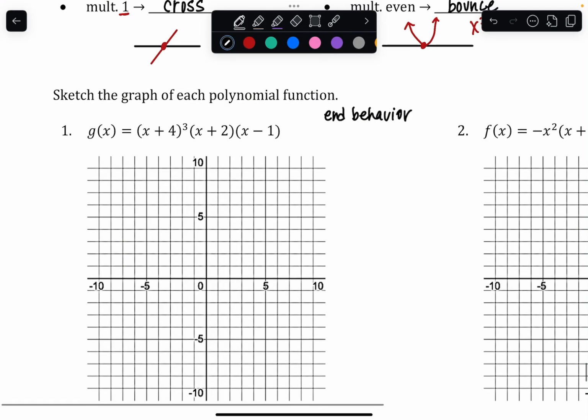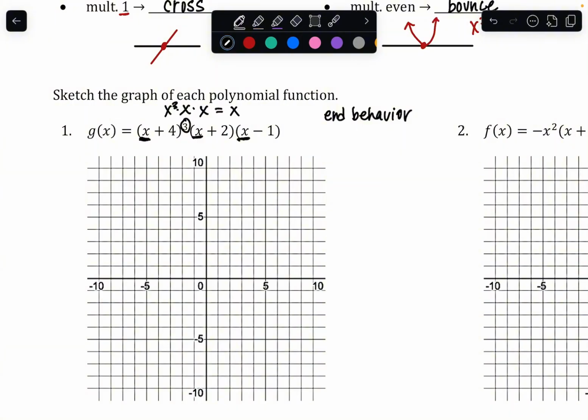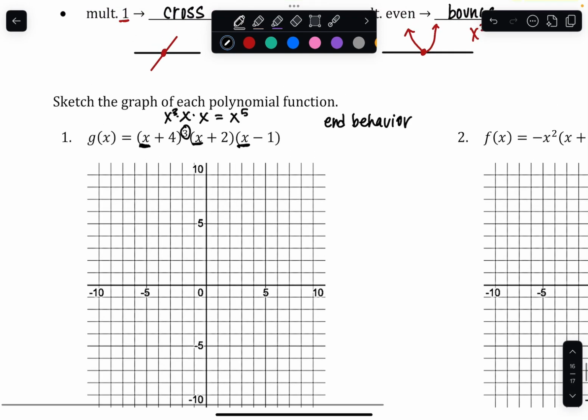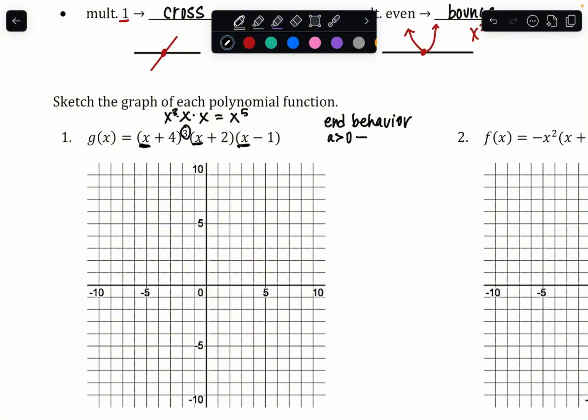And so for that, we need the leading coefficient. We can imagine if we were to multiply this whole polynomial out, we would end up with an x cubed, then another x, and then another x for our first term. That would be x to the 5th, so our leading term is x to the 5th. And so a is greater than 0. It's 1. It's positive, and so that means our right side is up, okay?